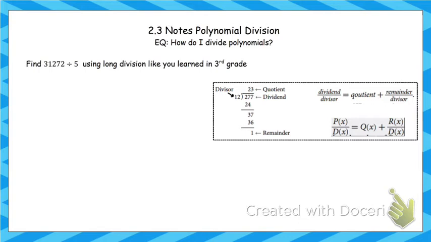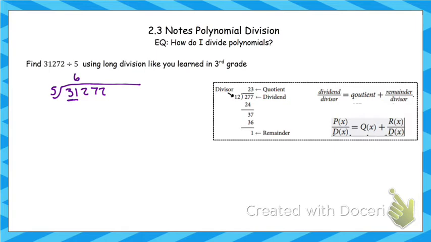So what I want you guys to do is actually just divide 31,272 by 5 using the long division process like you learned back in elementary school. So 5 goes on the outside, 31,272 is on the inside. So we look and see, does 5 go into 3? It doesn't, so we look and see, okay, 5 goes into 31 6 times.